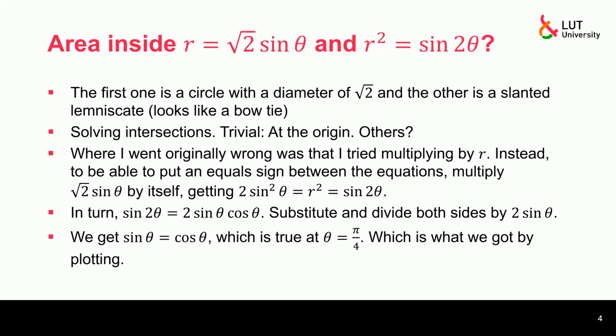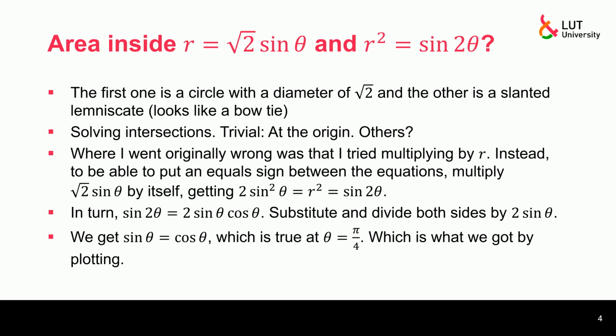And I originally tried on Wednesday morning multiplying by r. No. Because r equals square root of 2 sine theta there on the circle. Then multiplying by r means multiplying by square root of 2 sine theta. So we need to take the square of that. And now we have the square of square root of 2 sine theta is 2 sine squared theta. That's r squared equals sine 2 theta.